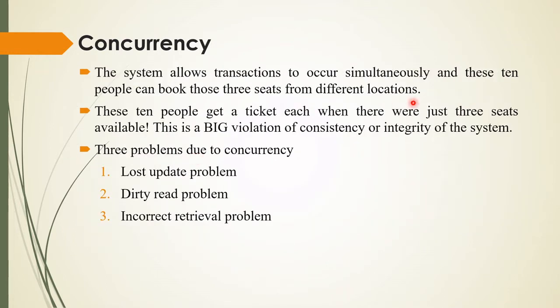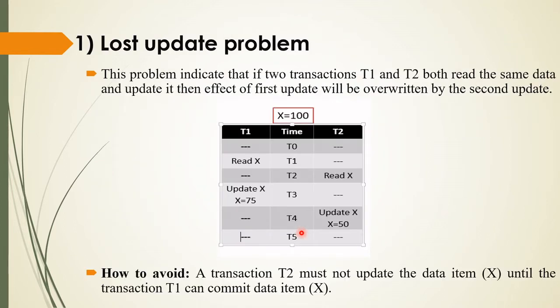Okay, this is the problem of inconsistency. The three problems due to concurrency are the lost update problem, the dirty read problem, and the incorrect retrieval problem. Because of concurrency, when multiple users are accessing data at the same time, there are these three problems: lost update, dirty read, and incorrect retrieval. First is the lost update problem.